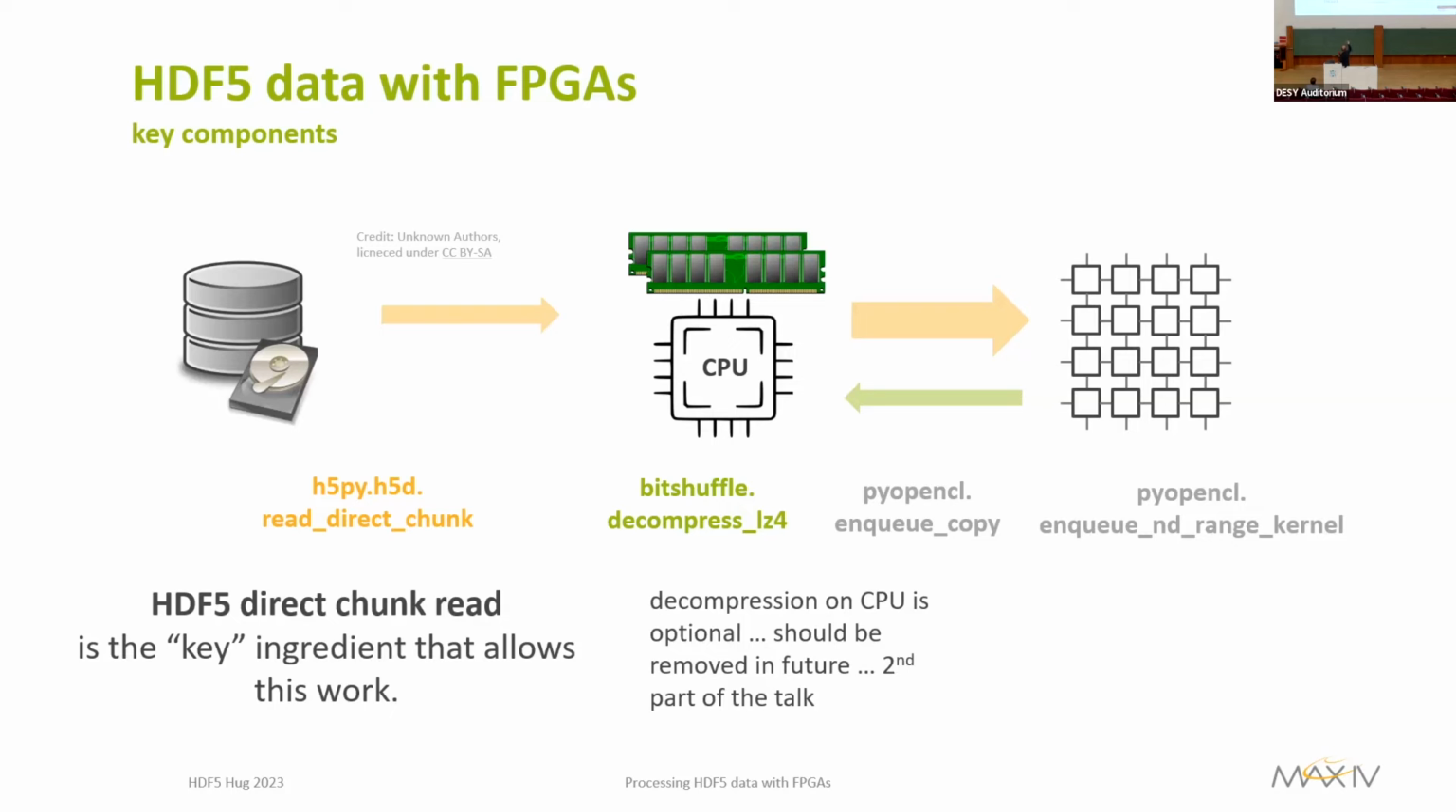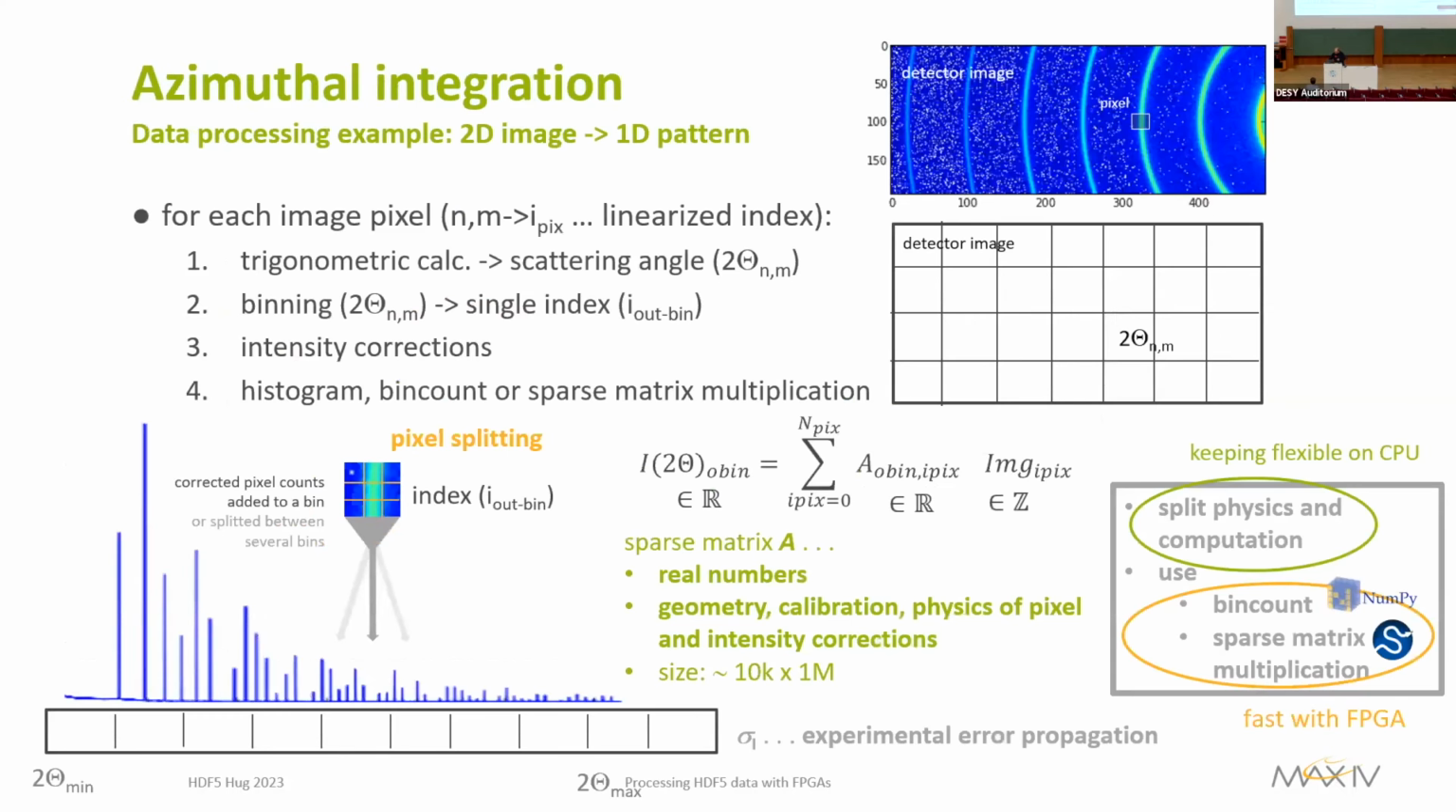I am still doing decompression on CPU for some applications. Definitely now we are still doing decompression on CPU, but we are switching to decompressing on FPGA. And for this, the direct chunk read is important for us to get the still compressed data. Then azimuthal integration. The previous speaker was describing it.